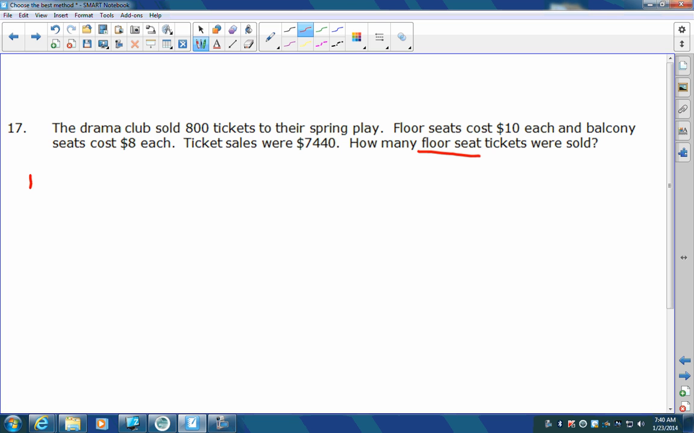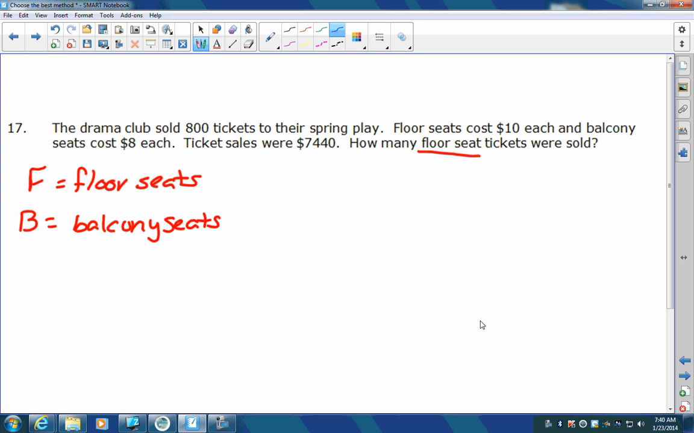So I'm going to make F equal the floor seats. If you want to use X and Y, you totally can do that. I'm going to have B equal the balcony seats. How many total seats did they sell? It says they sold 800 seats. So you're going to take the floor plus the balcony, and that equals 800.